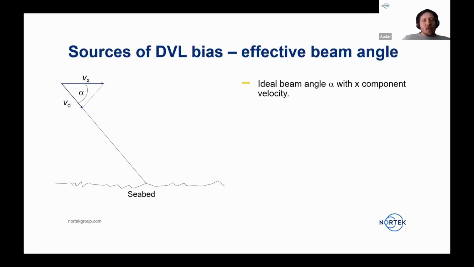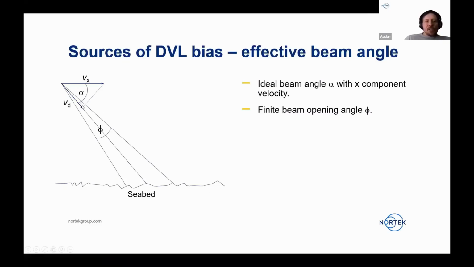Now, if I know the mounting angle of the transducer, I know which direction it's pointing relative to this x direction. I can easily find this, right? This is just simple trigonometry. I can just divide by the cosine of this angle. However, this angle may not be all that well known.